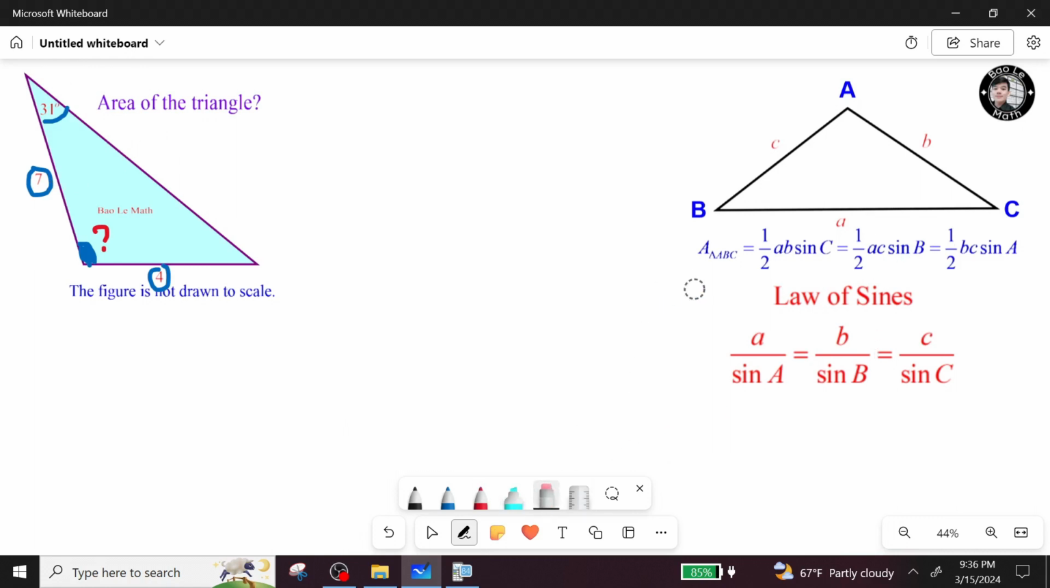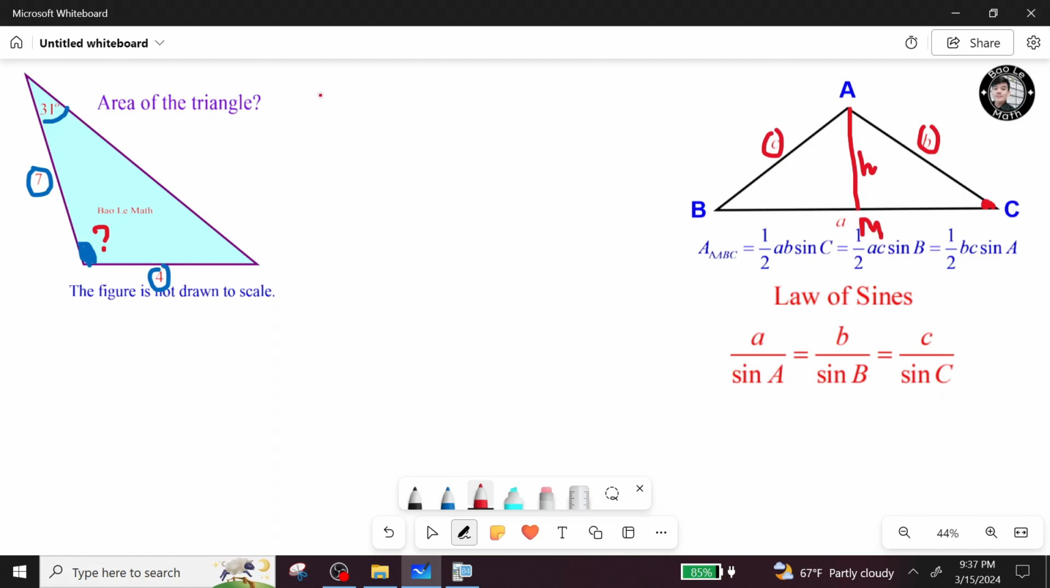Now, the first one, I need to prove this one. I just draw the altitude, and I call its length little h. Keep in mind, opposite to the vertex C should be little c, which represents the side length AB. Similarly, little b represents the side length AC because it's opposite to angle B. Little a represents BC.